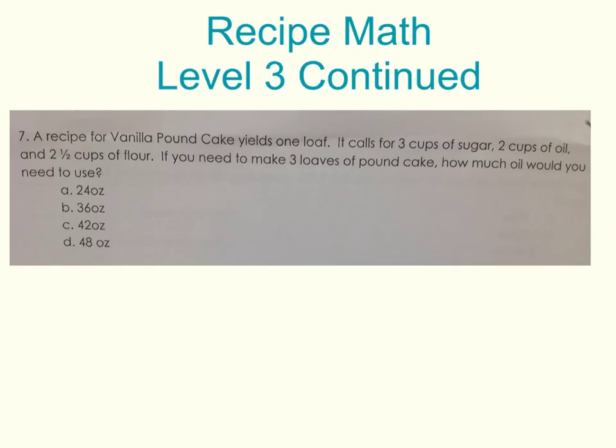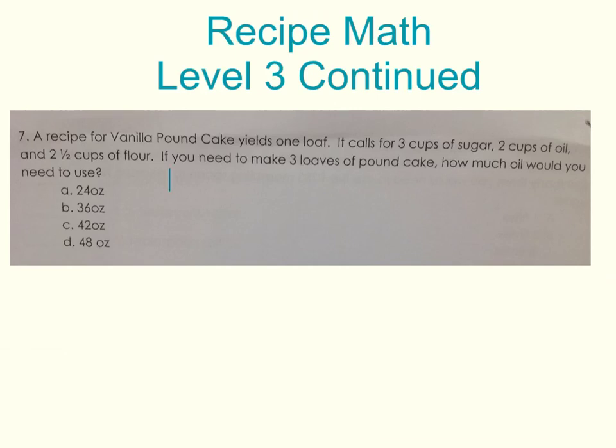Okay, our final level 3 math question. A recipe for vanilla pound cake yields, means makes or produces, 1 loaf. It calls for 3 cups of sugar, 2 cups of oil, and 2.5 cups of flour. You need to make 3 loaves of pound cake. How much oil would you need to use?